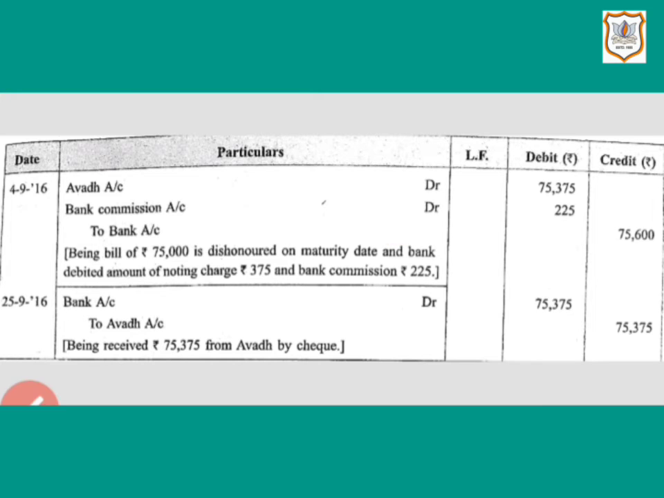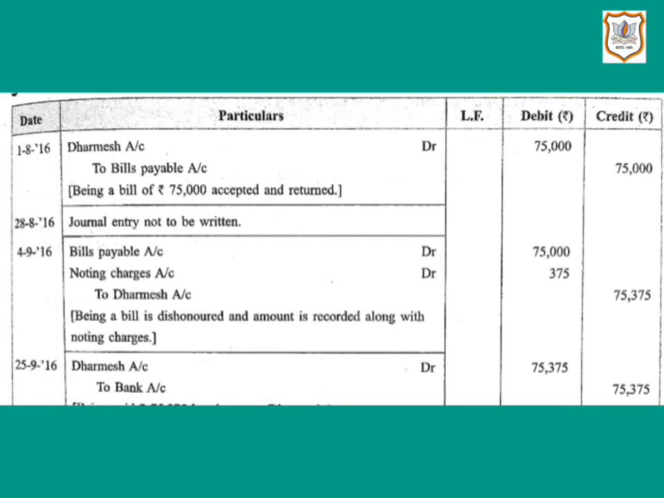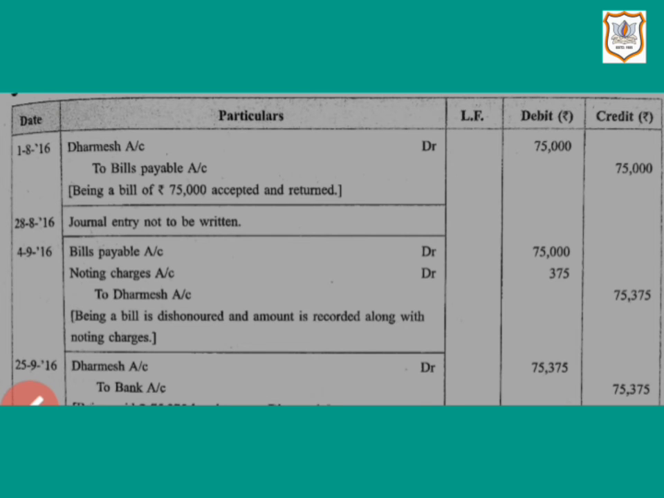Now let us see the journal entry in the books of Awadh. As the bill is dishonored, in the books of the drawee, that is Awadh, the liability to the concerned creditor will be restored. So Dharmesh's account will be credited by rupees 75,375, that is the amount of the bill plus noting charges. And bills payable account will be debited as it is dishonored, by rupees 75,000, and noting charges will be debited by rupees 375. In this way we will pass the journal entry.